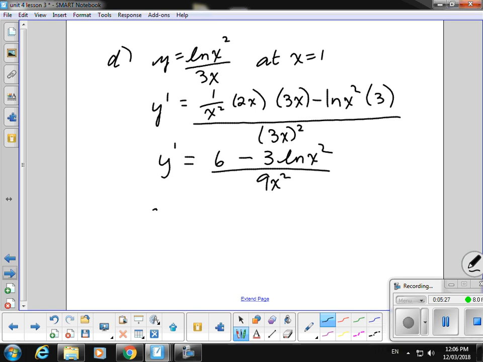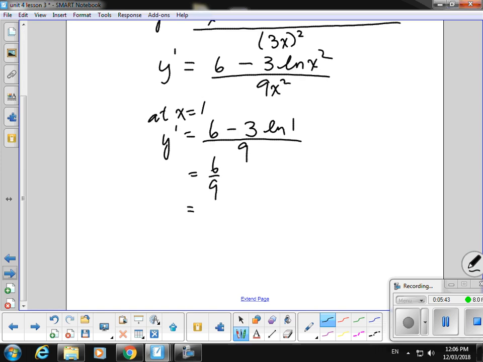At x equals 1, I have my derivative as 6 subtract 3 ln 1 over 9. Well, ln of 1 is 0, so I end up with 6/9, which is 2/3.